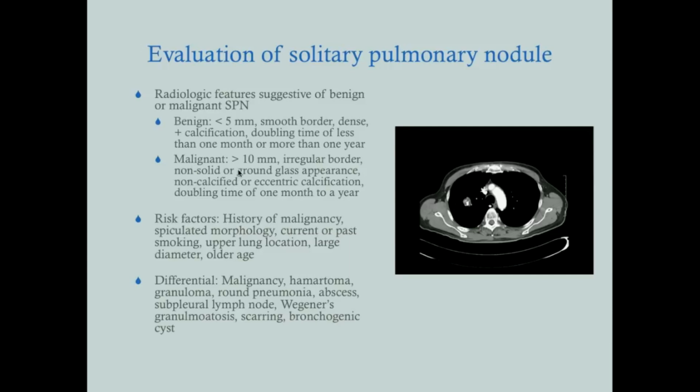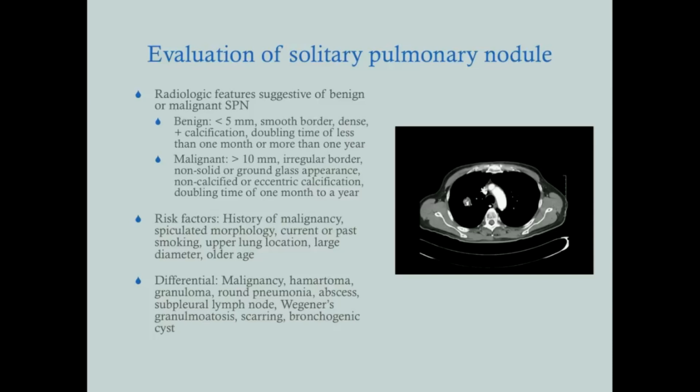With a malignant one, it's usually bigger. There's an irregular border, not a smooth border. The appearance will be non-solid or ground glass. There's no calcification, or if there is, it's going to be eccentric. And then the doubling time sits in that sweet spot of 1 month to a year. So if it's growing really quickly, or if it's hardly growing at all, that points to benign. If it's doubling every month to a year, in that range, that is more suggestive of a malignant lesion.